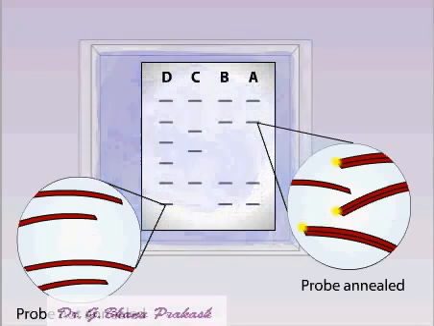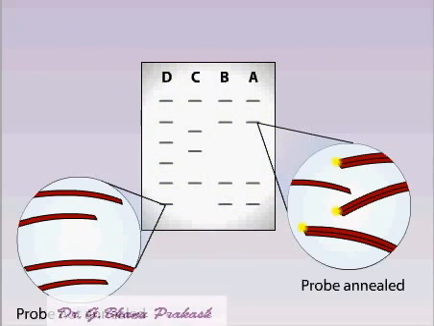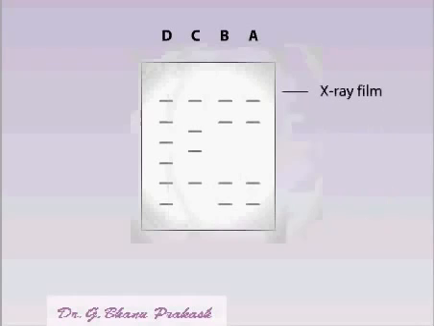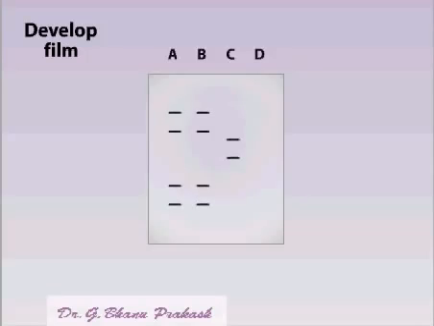The only probe that remains on the nitrocellulose paper is the probe that has annealed to a complementary DNA on the paper. After the probe is washed off, the paper is overlaid with X-ray film. The film and nitrocellulose are kept in the dark for a period of time, and then a researcher develops the film. The radioactivity in the probe creates black bands on the X-ray film, which is called an autoradiograph.